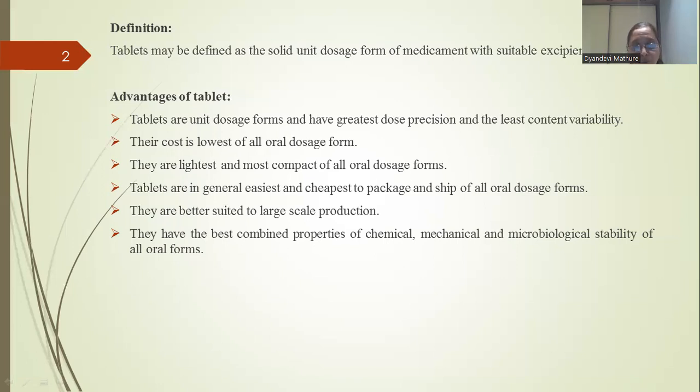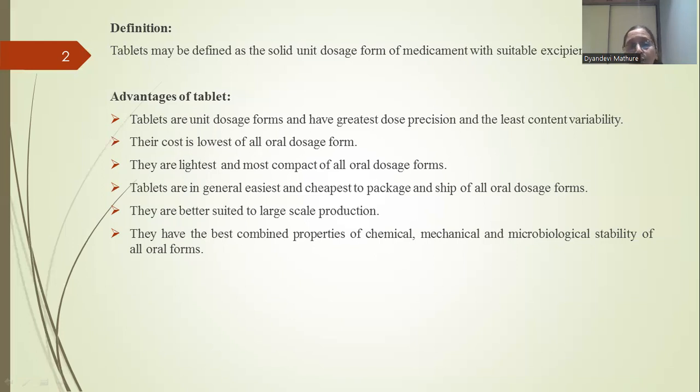That's why it is called a unit dosage form, and that is one of the advantages of the tablet: it has the greatest dose precision. Whatever the total amount of dose is, that dose is there in a single tablet, and therefore we can say there is least content variability. Suppose you are manufacturing more than one tablet; being a unit dosage form, there is least content variability, because the dose is precise and fixed in a single tablet. So whatever the number of tablets, they have least content variability.